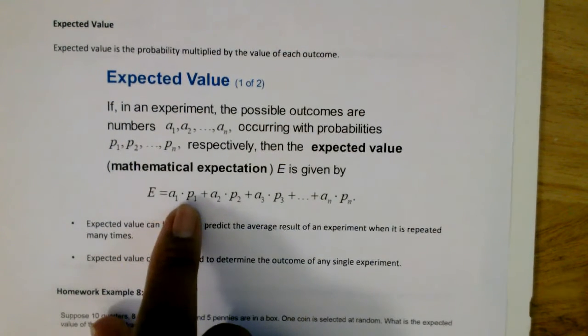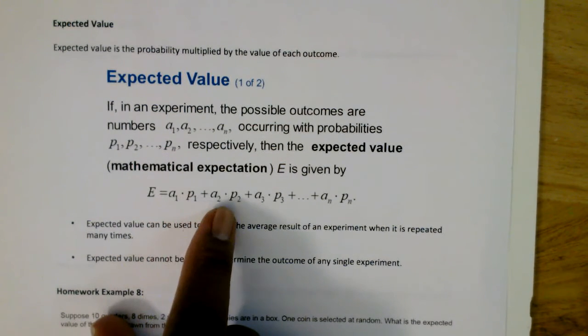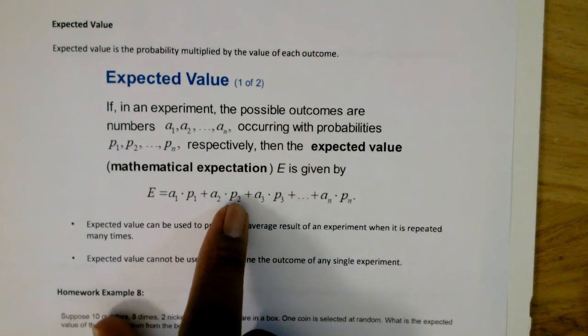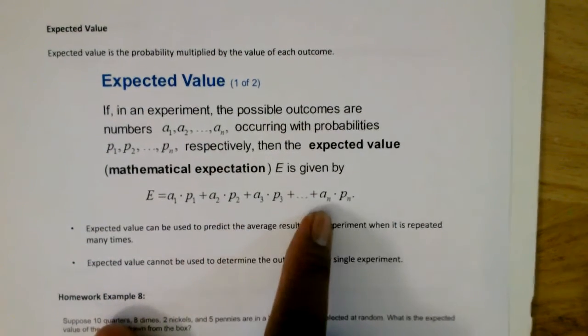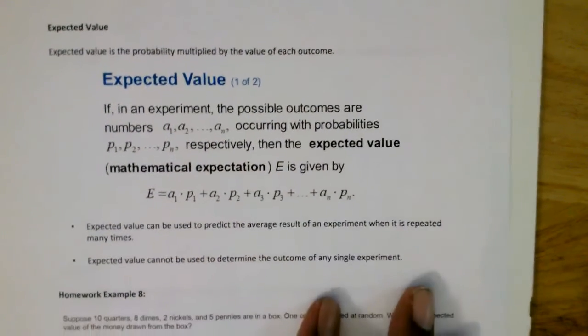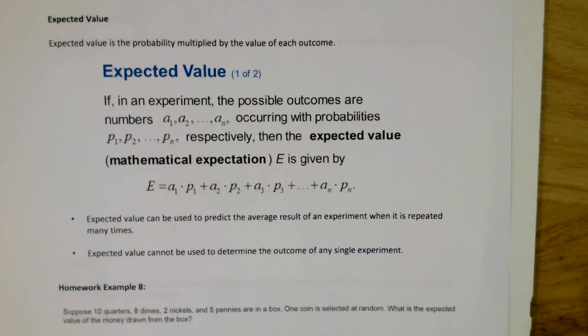E is equal to A1 times P1 plus A2 times P2 plus A3 times P3, all the way down to A sub n times P sub n. Here we just multiply the probability with the value of that outcome. It's the expected value of that outcome.